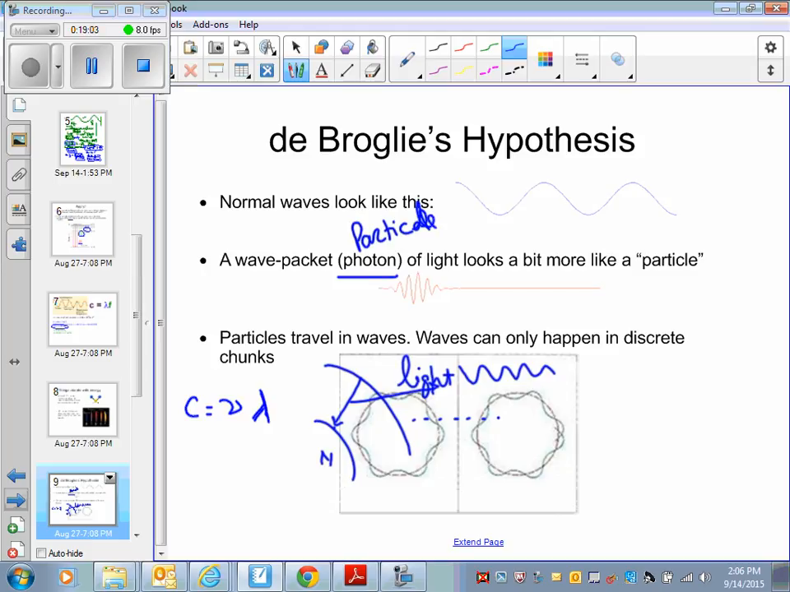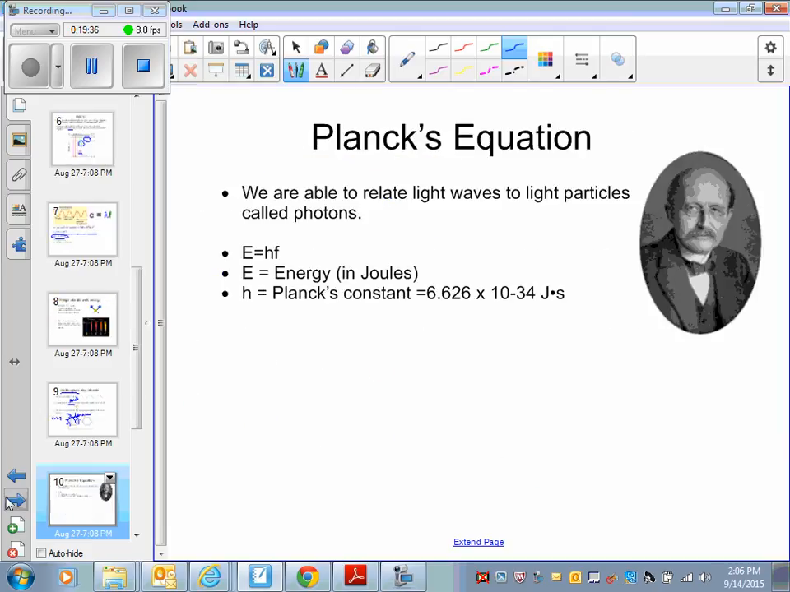Particles travel in waves. So he's saying it has a dual nature, and it is the particles that are traveling in waves. And waves can only happen in discrete chunks, so it can go this way and it can go this way. You don't have to draw the models of that. You just need to understand that de Broglie gave us the dual nature of light. We had the wave nature of light, and then Planck was the scientist who gave us the particle nature of light, the photons. Planck was the one who said that energy comes out in the form of photons. That is why this is called Planck's constant.